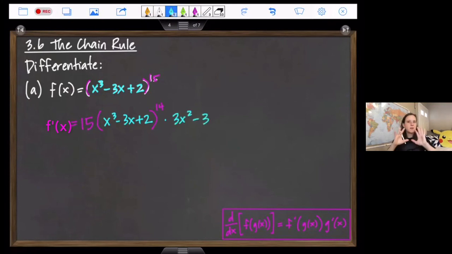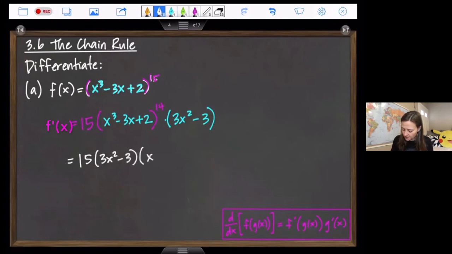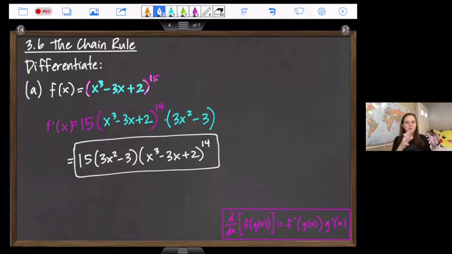We need to multiply all of that by our previous work. So we're going to put a set of parentheses around that. All right. And there's really not much simplifying to do here. I could pull that first set of parentheses up by the 15. So 3x squared minus 3 and x cubed minus 3x plus 2 to the 14th. This is probably all the simplification I'm going to do here. It's general convention when you have a lot of factors going on that you put the lower exponent to the higher exponent left to right. It's just convention. It wouldn't really be wrong to leave it the way I had it on the pink and blue line.